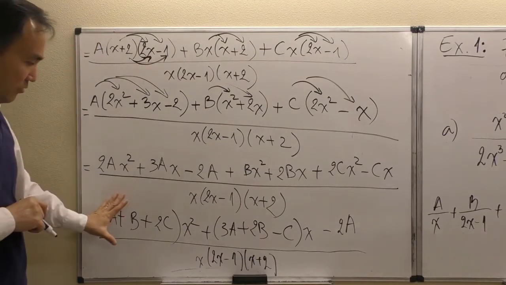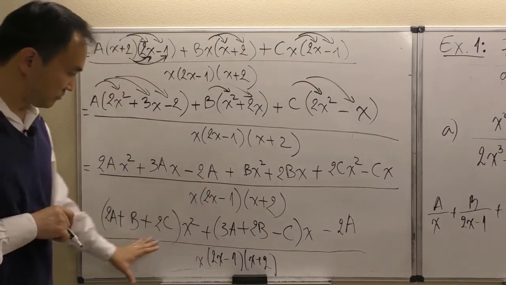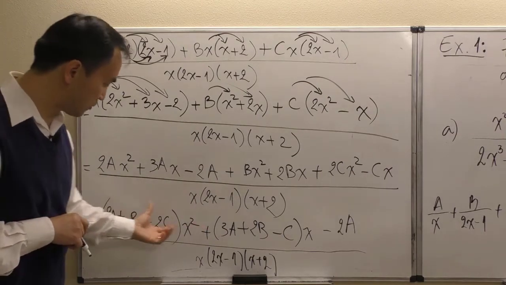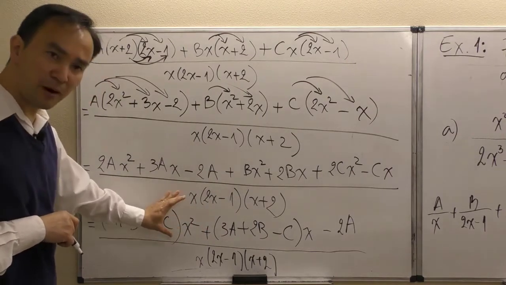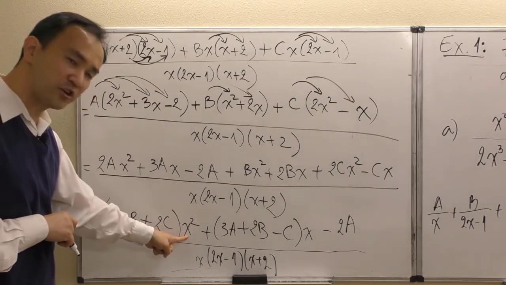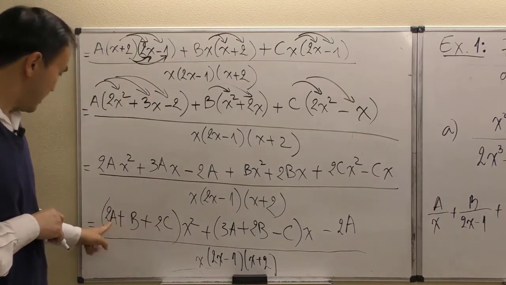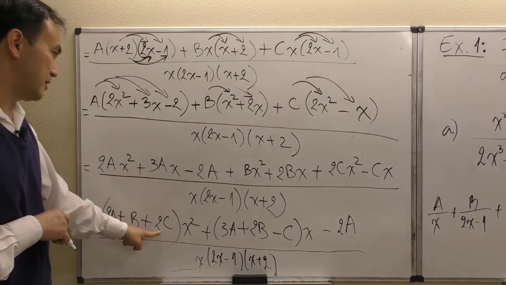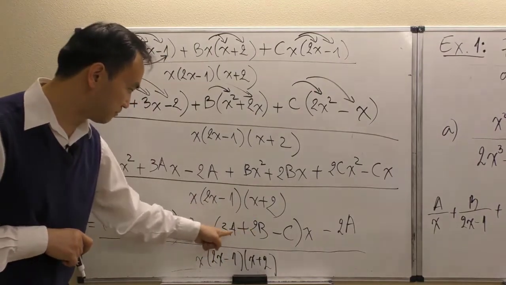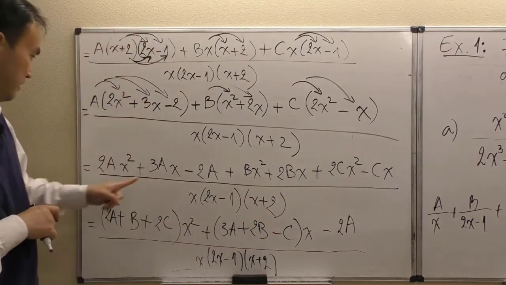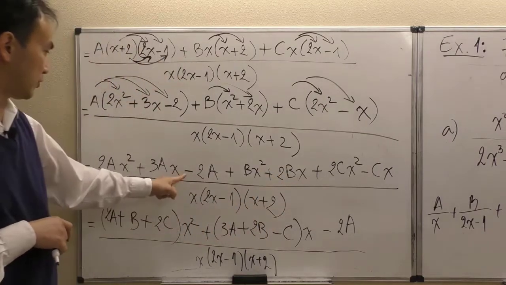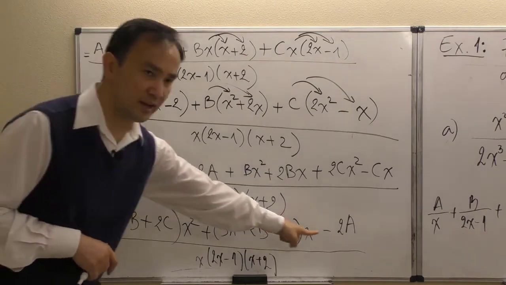All right, so now we have our rational expression, and the numerator was successfully put into a polynomial. This time the polynomial on top is a polynomial of degree 2, with the x squared term right here. The coefficient on the x squared term is 2a plus b plus 2c. And then the x term is 3a plus 2b minus c. Let me double check right there. Okay, 2b and minus c. And then the last one here is minus 2a as a constant term.